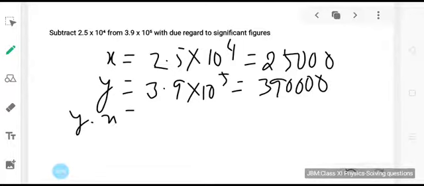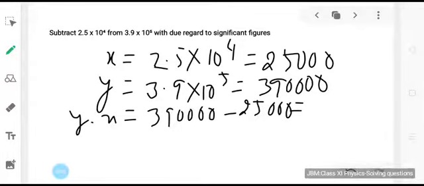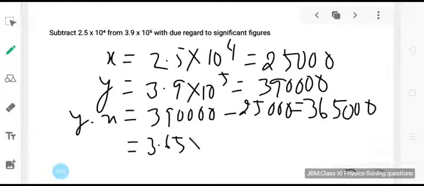So y minus x will be equal to 390000 minus 25000. That will be equal to 365000. So this may be written as 3.65 into 10 to the power 5, and on rounding off to one place of decimal you will get 3.6 into 10 to the power 5.